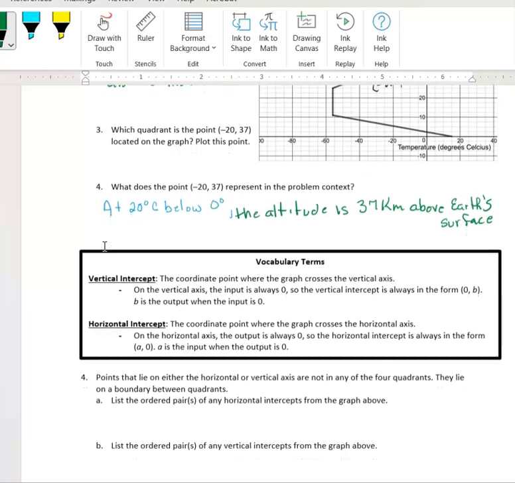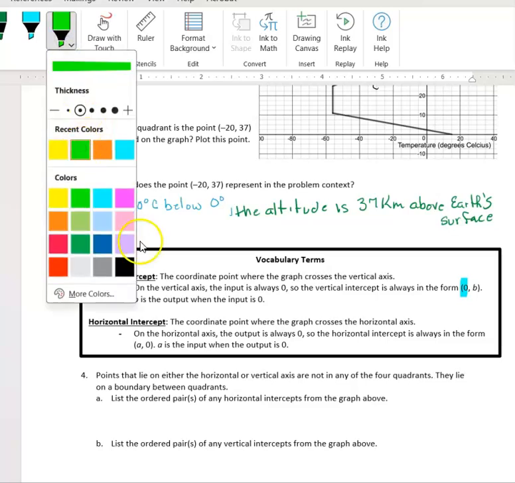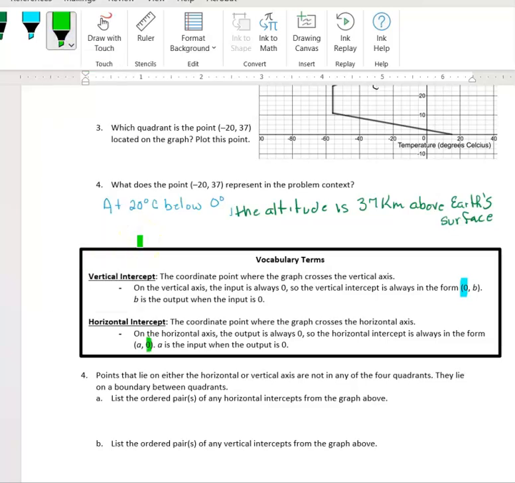Next we want to talk about this idea of a vertical intercept. A vertical intercept is the point where the graph crosses the vertical axis, and the horizontal intercept is the point where the graph crosses the horizontal axis. One thing to note: in a vertical intercept, the input value is always 0, so it's 0 comma something. In a horizontal intercept, the output value is always 0, so it's some input value comma 0.